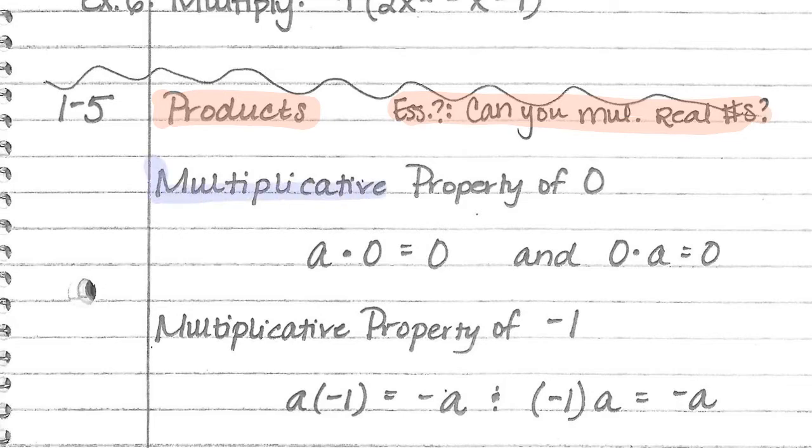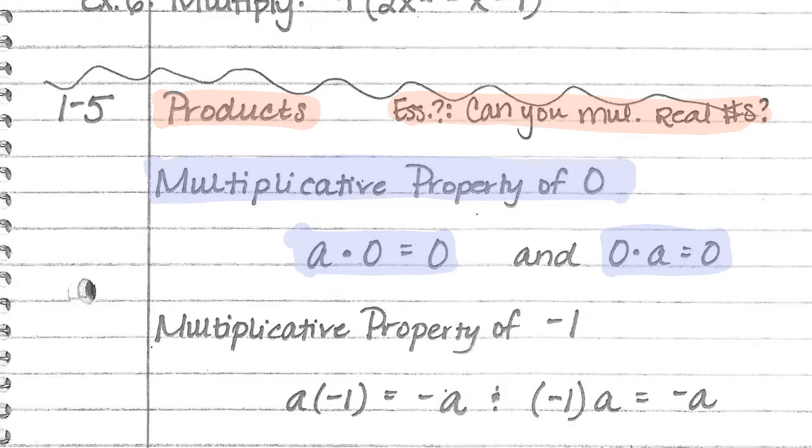The multiplicative property of 0 tells us anytime I multiply something by 0, the answer is going to be 0. And anytime I multiply 0 by anything, the answer is going to be 0.